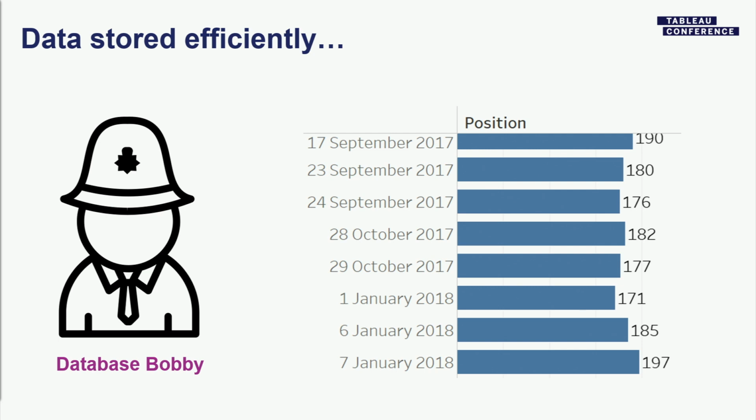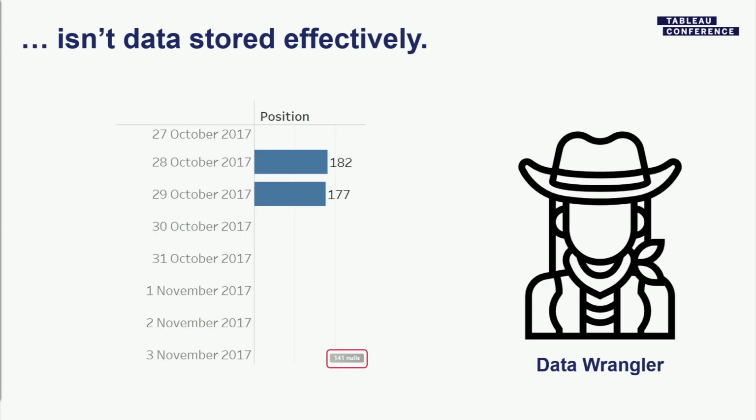So if we take a look at the data and why this is happening, from the database buddy's perspective, the most efficient way to store this data is just to have a row for every day that the song was in the chart and then a position number if the song charted. So there's nothing necessarily to indicate that the song fell out of the chart or came back into the chart.